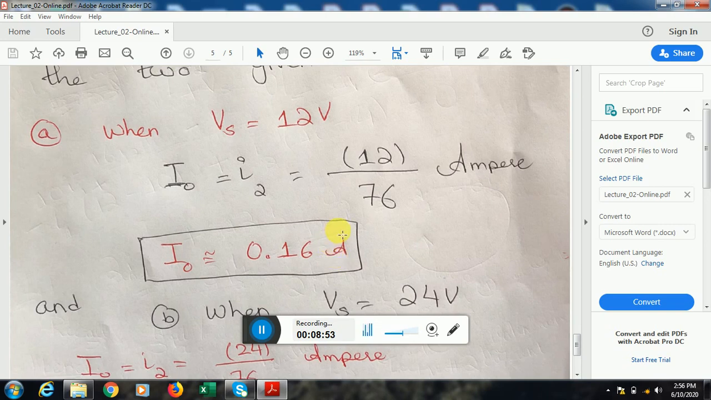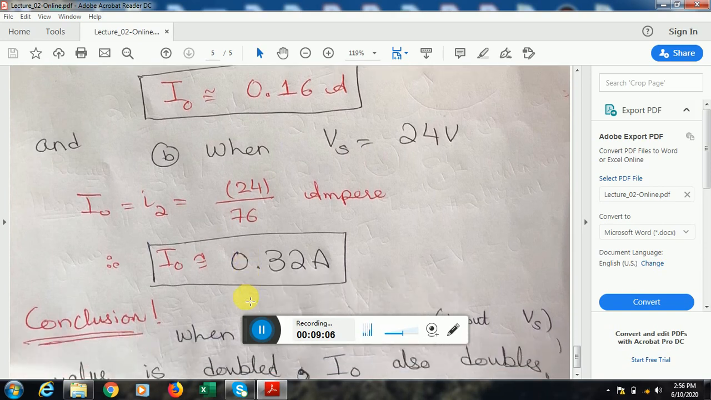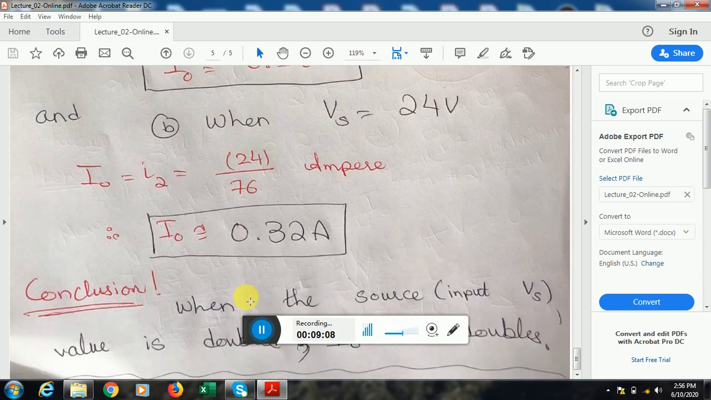Now for the next time, I was given the value of Vs double this, that is 24 volt, and I found that when I double Vs, I get I0 is equal to 0.32 ampere. So this is how you first find the scaling factor using the linearity principle, and then you can find the unknown output for different values of input.